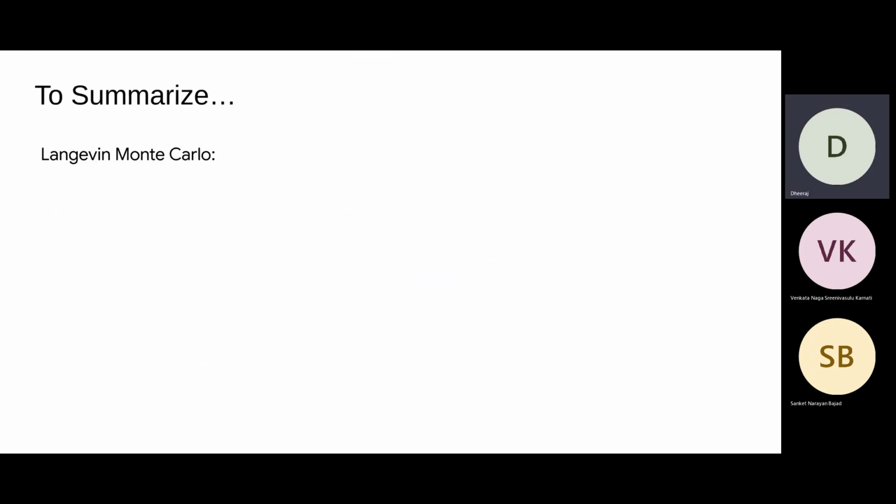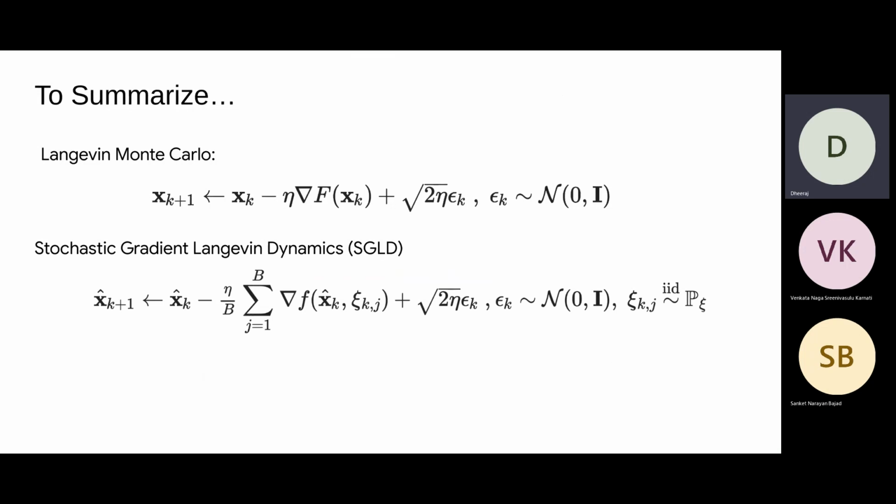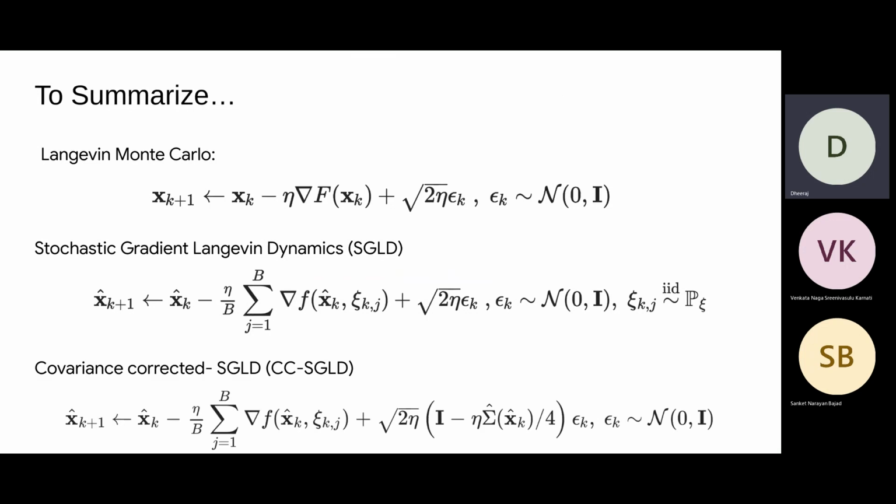Okay, to summarize, we had Langevin Monte Carlo, which has no correction and exact gradients, no stochasticization. And there is stochastic gradient Langevin dynamics, where you have random batches and additional noise. And then you have covariance corrected SGLD, where you rescale the Gaussian noise to the right covariance.